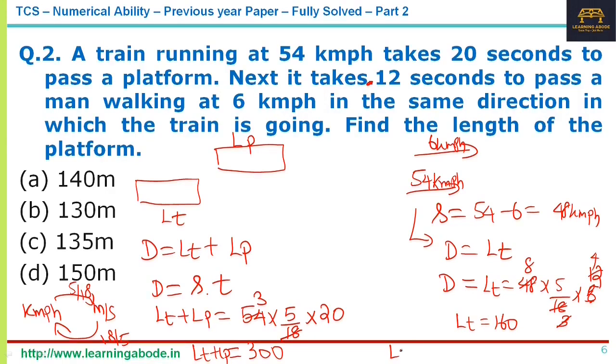So length of the train is 160, and length of the train plus platform is 300. So length of the platform is equal to 300 minus 160, that's 140 meters. That's answer option A for question number 2. Though it is a little time consuming when compared to other questions, still it's a simple time, speed and distance question.